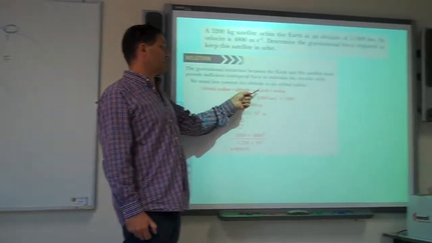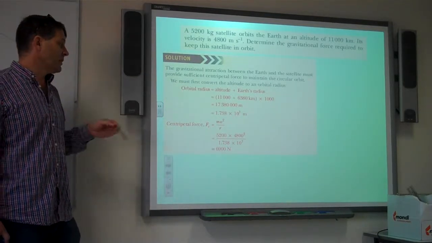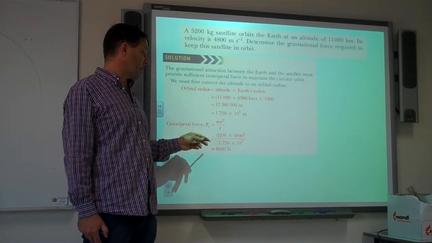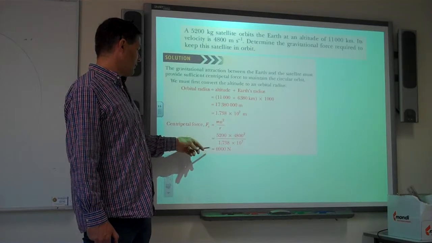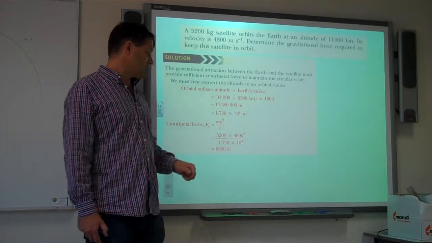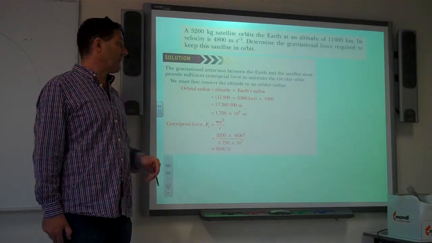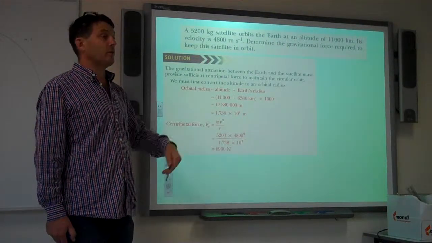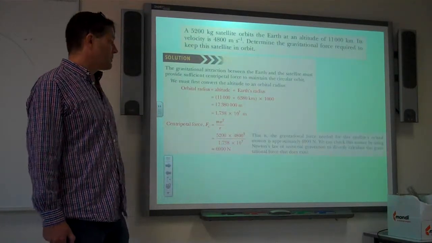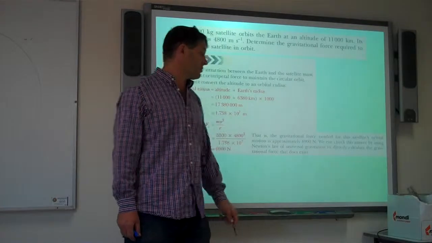The orbital radius is the altitude plus the Earth's radius, and it's going to be 1.738 by 10 to the 7 metres. Now the centripetal force is equal to mv squared on r, and so in this case the centripetal force is going to be approximately 6,900 newtons by using F equals mv squared on r. We've got the radius and the velocity it's travelling at. So that is the gravitational force needed for this satellite's orbit, approximately 6,900 newtons.